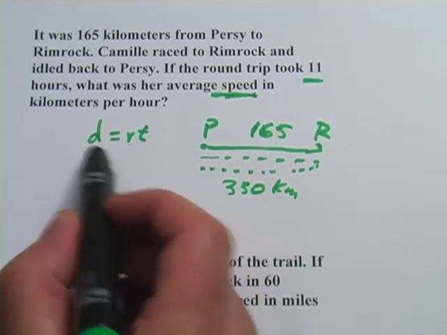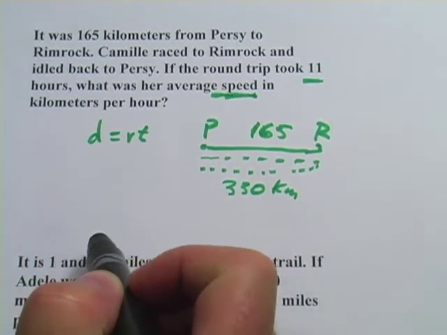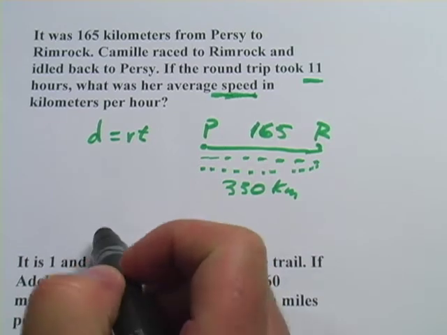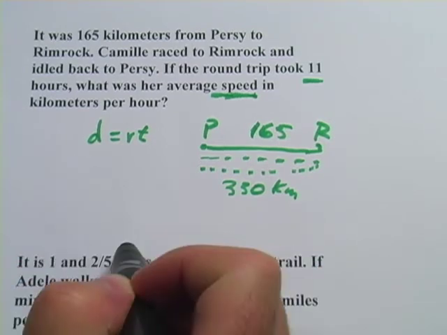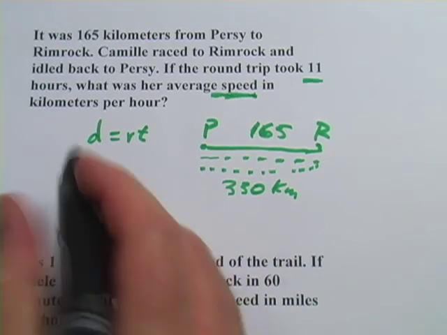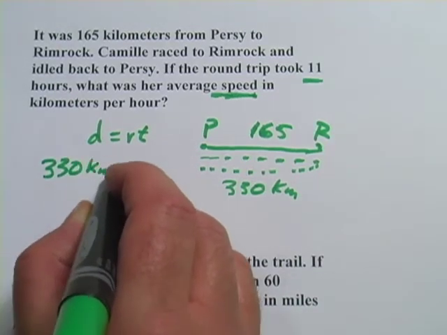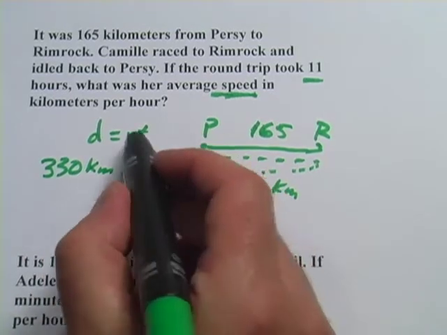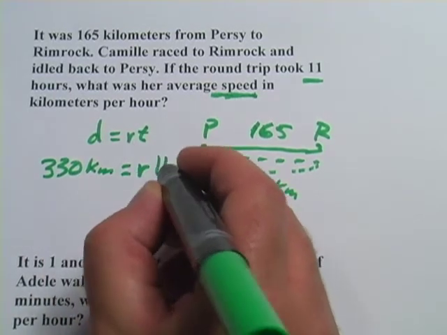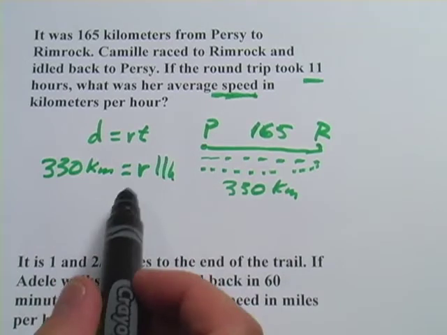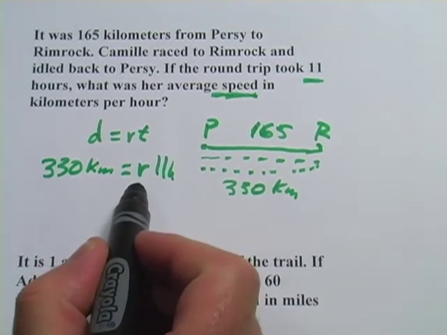Whenever you can fill in numbers for two of these variables, you've got it made. You can always solve for the third one. So I'm going to go ahead and sub in the numbers that I have. Distance is 330 kilometers. And the rate we don't know. And then the time is 11 hours. Now, I want to solve for r.